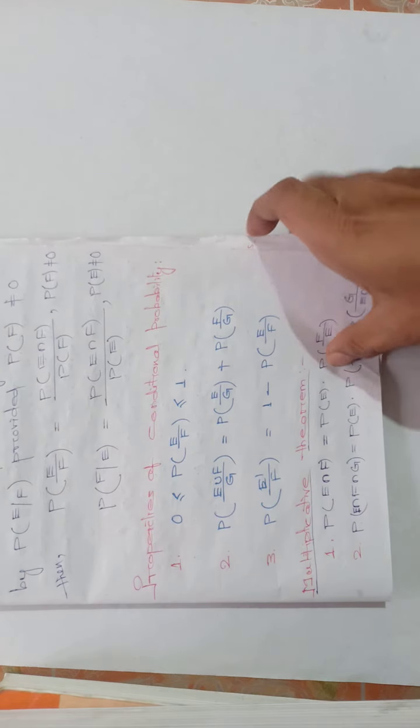Students, these are some properties of conditional probabilities. Next, I will discuss independent events. Two events E and F are said to be independent if P(E intersection F) is equal to P(E) into P(F). If this condition holds, then we can say that E and F are two independent events. Also, if P(E complement intersection F complement) is equal to P(E complement) times P(F complement), in that case also we can say that E and F are independent events.